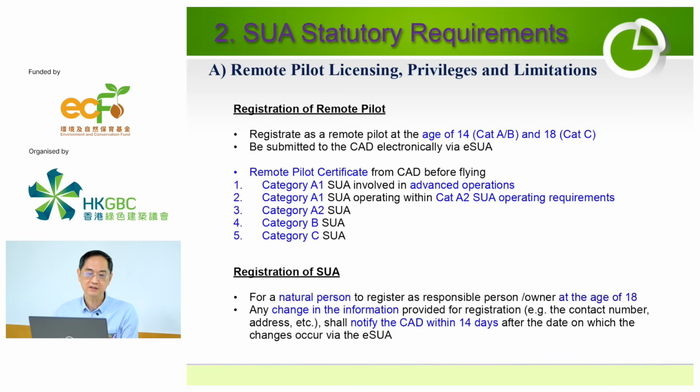And also, if it belongs to above A2, or B or C category flight, then the SUA must also be registered. But you cannot register your SUA through your company. It must be a natural person to register as a responsible person or owner. It means you need to reach the age of 18. Any change of the information, address, contact number of you, or even the registered person, then you need to notify CAD within 14 days.